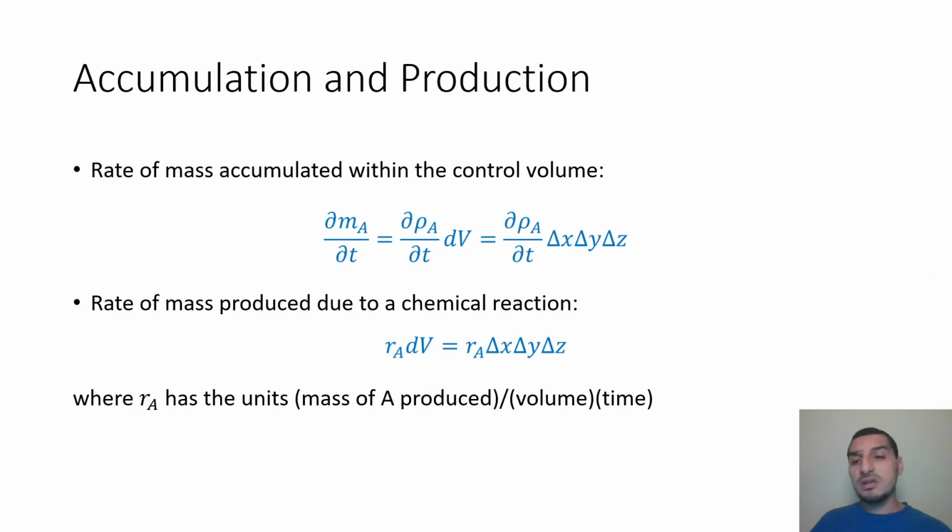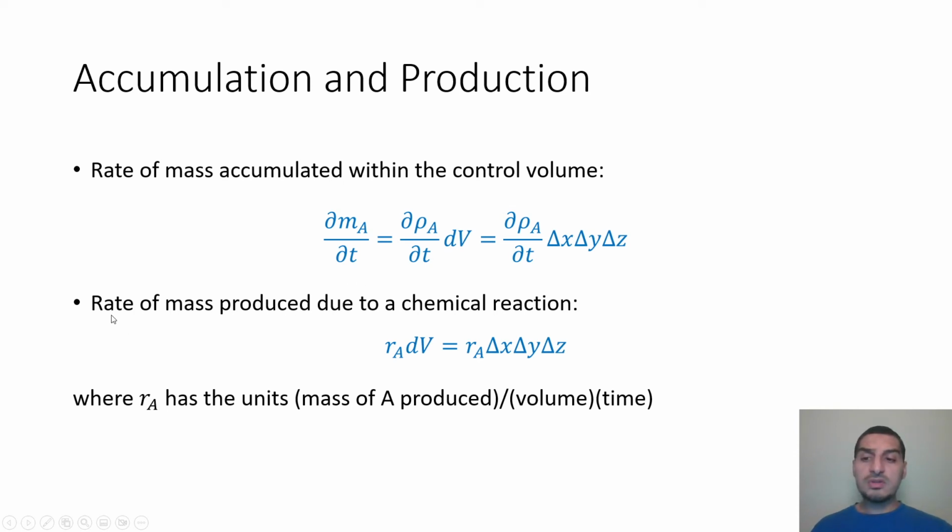Now the coming two brackets, the rate of mass accumulated within the control volume, it's partial M partial T, which is the mass accumulated per unit time. The mass is the rho, which is the mass concentration, multiplied by the volume. But in this case, since we have a differential volume, then it's the dV, which is the differential volume, which is delta X multiplied by delta Y multiplied by delta Z. So this is the expression for the mass rate of accumulation.